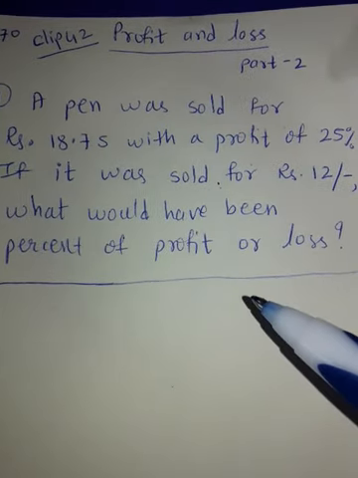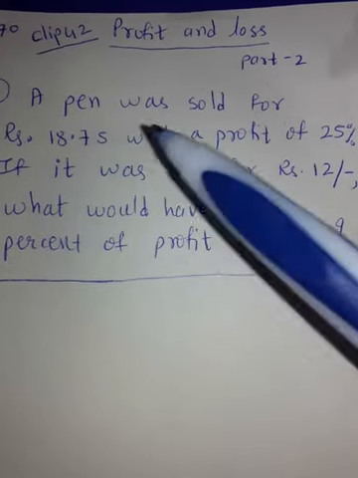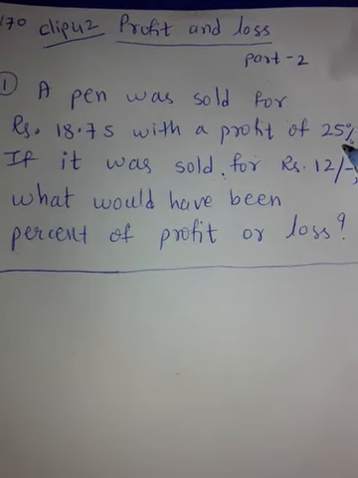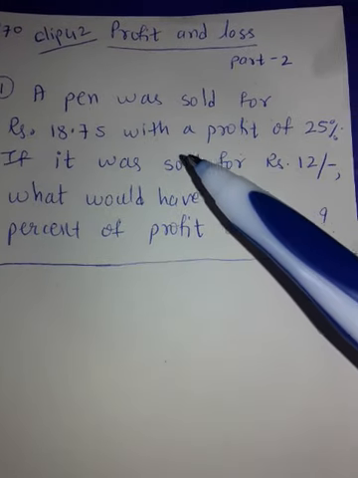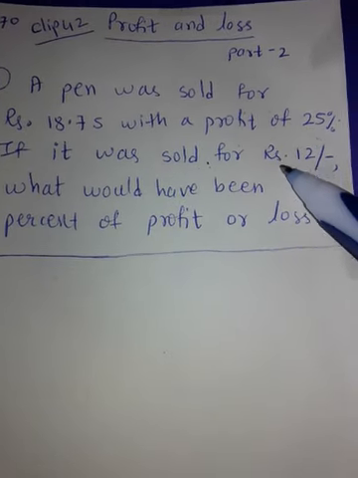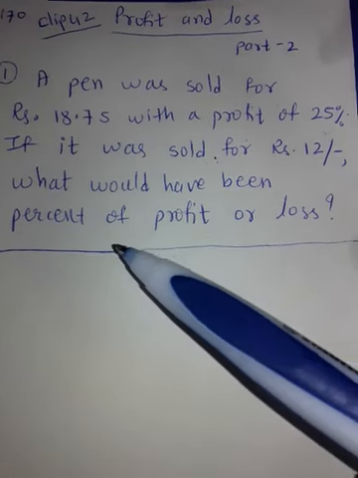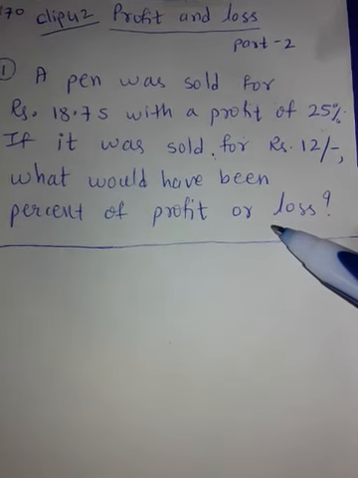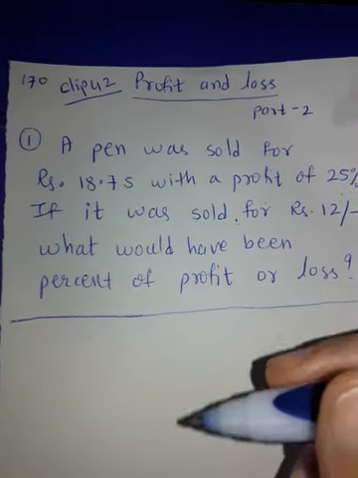For the concept based method, we are given the selling price and we are given the profit percent also, so we can find the cost price. Then we will compare that cost price and this new selling price of 12 rupees, and that's how we can find the profit percent or loss percent. That is the concept method. So let's try that also.